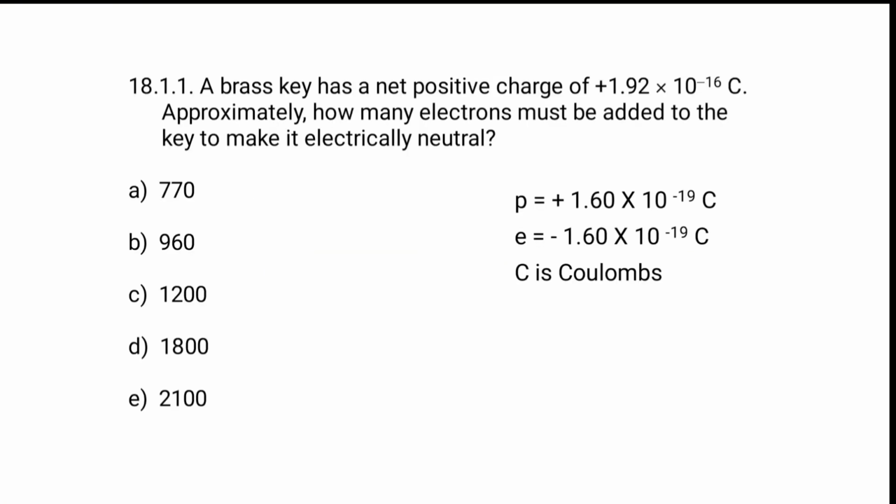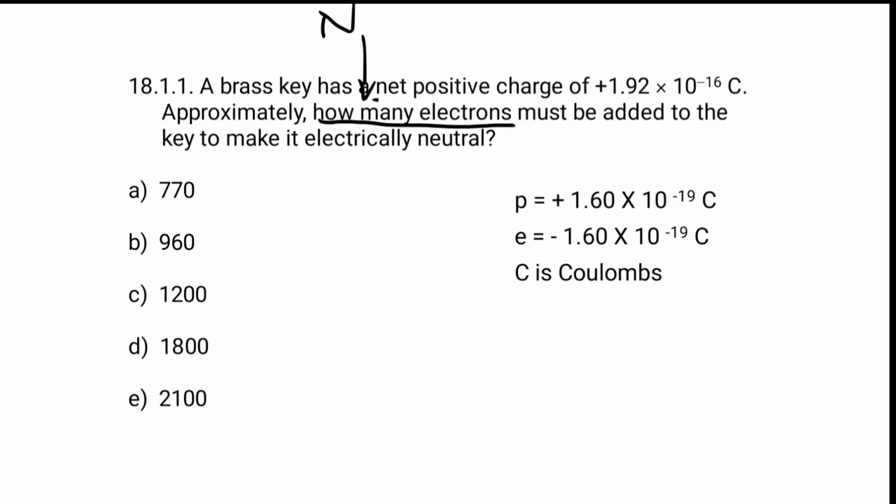Okay, now example one: a brass key has a net positive charge of positive 1.92 times 10 raised to negative 19 coulomb. Approximately, how many electrons must be added to the key to make it electrically neutral? If we're going to analyze this problem, you see it says here, how many electrons? So we get the hint that this question is considering the number of electrons or the charge that has been added or removed.